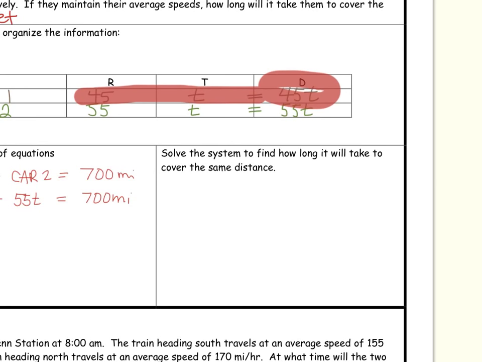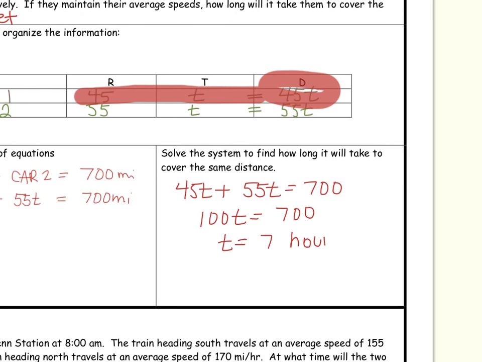We're going to solve the system to find out how long it will take the two cars to cover the 700 miles. So our system that we wrote, 45t plus 55t equals 700 miles. 100t equals 700, and so t equals 7. So it takes 7 hours for the two cars to meet.